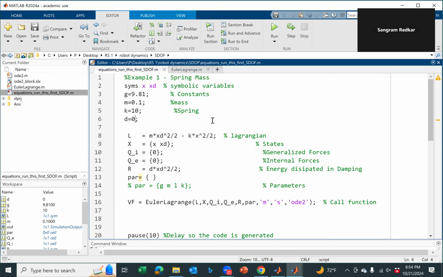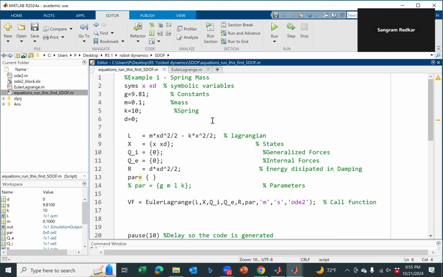Earlier, with Euler-Lagrange, we just derived the differential equation of motion. We did not solve it. We did not plot it. But this script will actually find the differential equation of motion, find the solution of the differential equation of motion, and at the end, plot the solution of the differential equation of motion. Everyone understood this? And it is not just restricted to linear. You can use even non-linear systems as well.